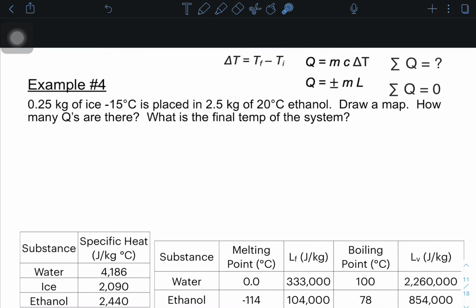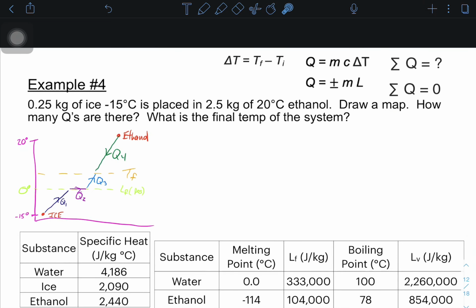So here's the last example, and we're going to do it very similar. So go through, read through it, and then when you're ready, unpause it after you've drawn your map. All right, so this is what your map should look like. You should have your ice at -15. You should have ethanol at 20. What's going to happen is that ice is going to heat up, and then it's going to phase change, and it's going to heat up again, and that ethanol is going to cool down. So we have a total of 4 Qs. I've identified that my ice is going to go through a phase change called melting at Q2, and it's going to be a latent heat of vaporization. I'm sorry, a fusion, latent heat of fusion.